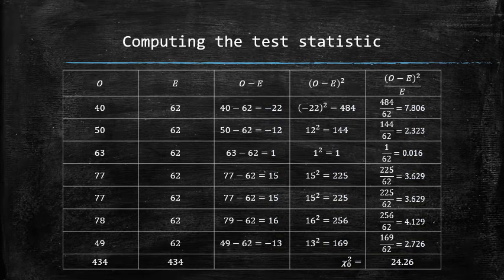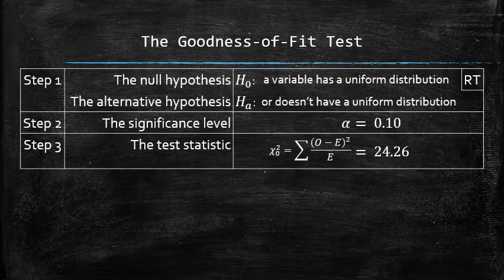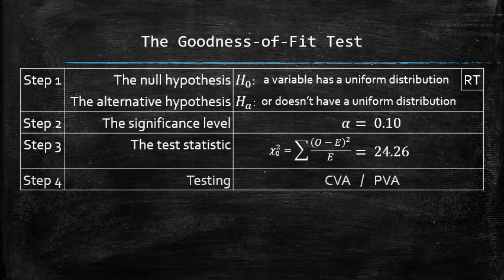The table summarizes all the computations of the test statistic chi-square 0. This measure follows the chi-square distribution with 6 degrees of freedom, which is the number of categories 7 minus 1. Step 3 is complete. Next, we will test the hypothesis using two different approaches, the critical value and the p-value.